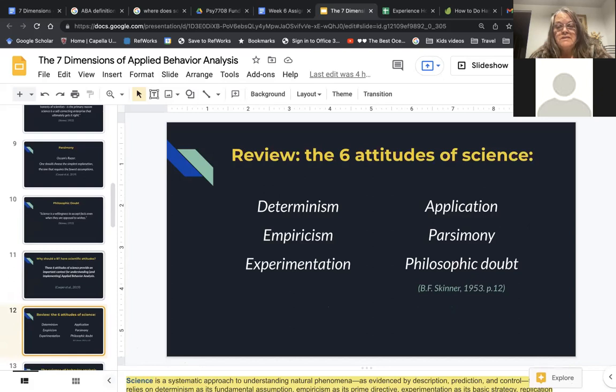So just a quick review, these 6 attitudes of science. The 6 attitudes of science are determinism, empiricism, experimentation, application, parsimony, and philosophic doubt. So science is a systematic approach to understanding natural phenomena as evidenced by description, prediction, and control. And it relies on these 6 attitudes. Behavior analysis relies on these 6 attitudes for our fundamental explanations.